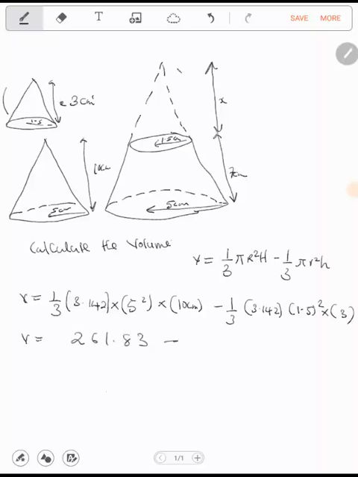This is giving me 261.83 minus 1.5 times 1.5 times 3, times 3.142, divided by 3, which is giving me 7.0695. Let me now subtract: 261.83 minus 7.0695, and it's giving me the volume of the frustum to be 254.8. Remember, mathematics to one decimal place. And this will give you the whole 6 marks. Remember.